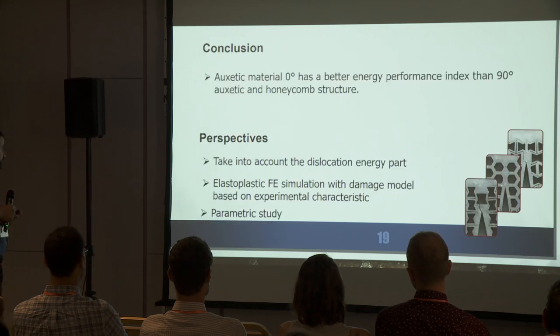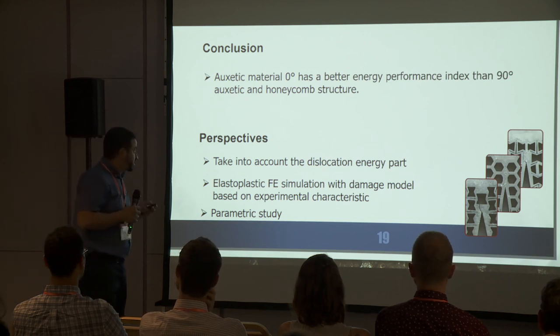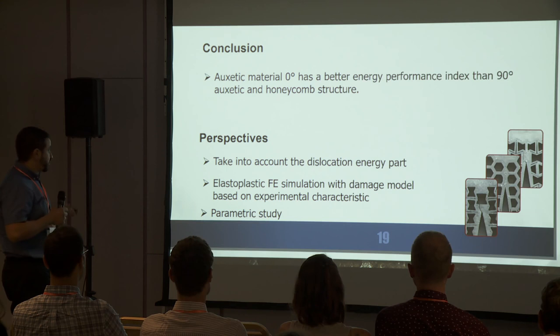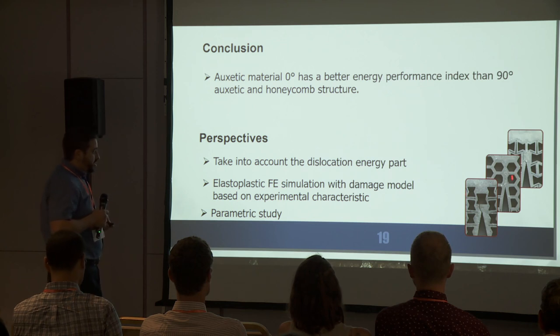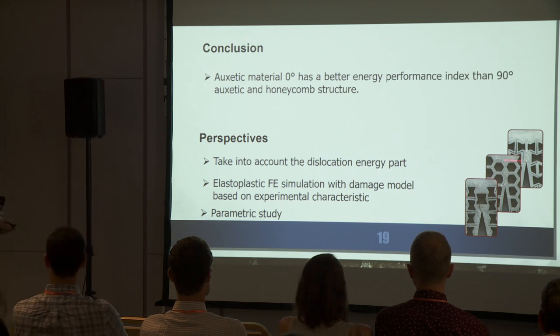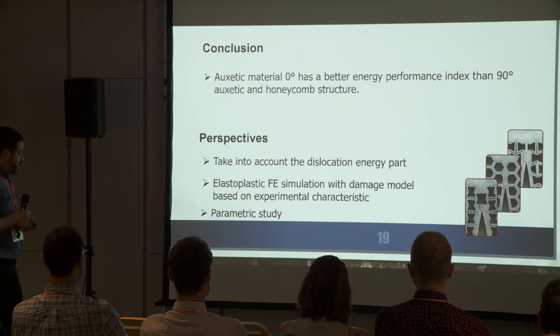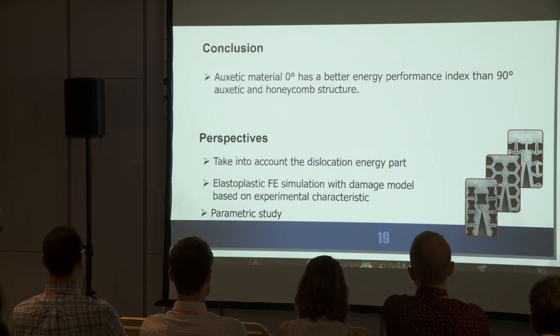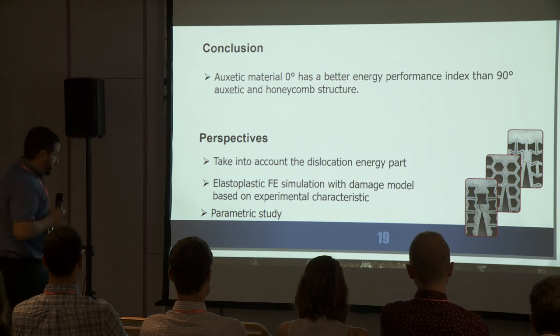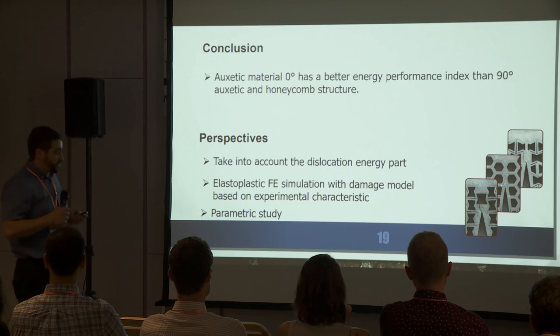So, as a conclusion, auxetic material at 0 degree has a better energy performance index than the 90 degree and honeycomb structures, which were equivalent. And when I talked about dislocations, you see them here. We found some dislocations after the tests, and this can be one of the parameters to take into account. So as a perspective, we will take these dislocations into account, and also make an elastoplastic finite element simulation with a damage model, and make a parametric study, because this was only a study for fixed parameters.